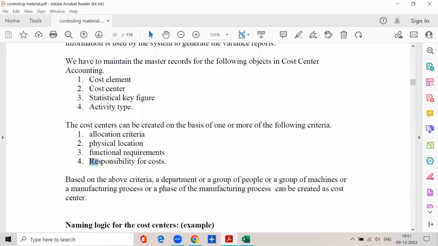Then, responsibility for costs. How do you want to fix the responsibility for cost? Based on the above criteria, a department or a group of people or a group of machines or a manufacturing process or a phase of a manufacturing process can be created as a cost center. So what is the responsibility for costs?